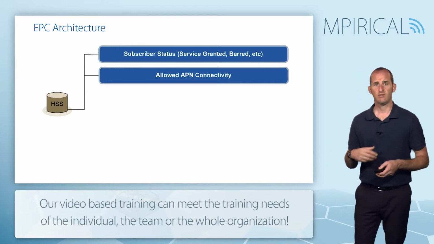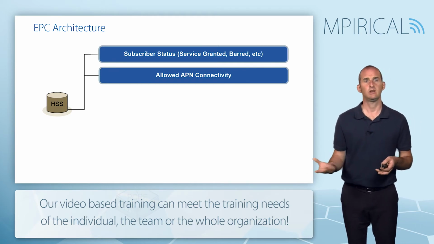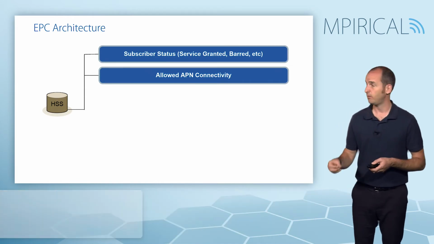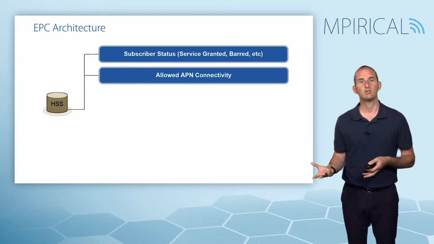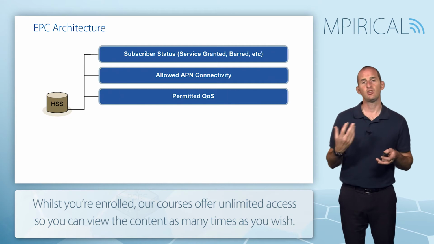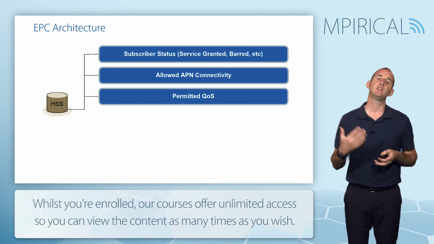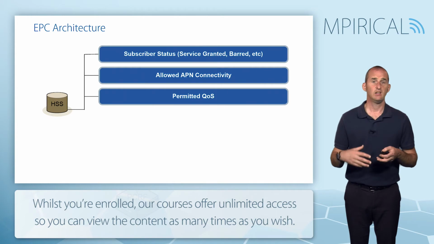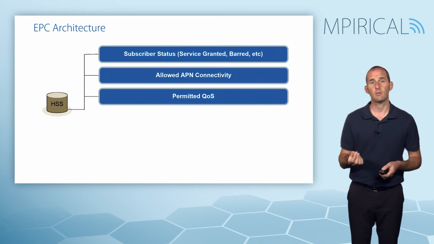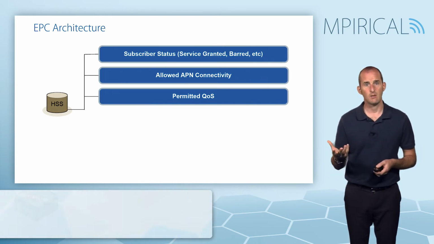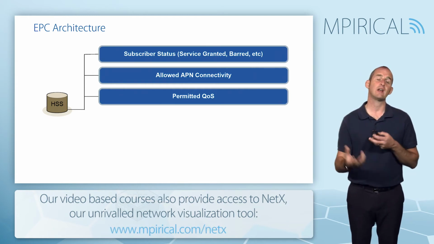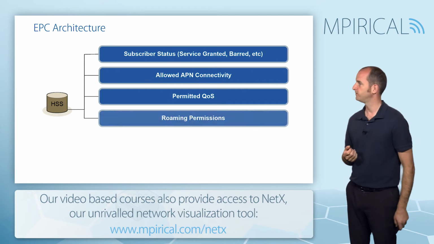So for example, if they are only an internet user, they will only be allowed to connect to the internet APN. But if they're also a VoLTE user, well, they'll be allowed to connect to the IMS APN as well as the internet APN. The HSS is also associated with permitted QoS. So when we do connect to a particular packet data network, you will have a specific QoS profile. So the HSS stores what that profile is and provides it to the MME as appropriate. So the MME can ensure that the correct EPS bearer with the correct quality of service is established.